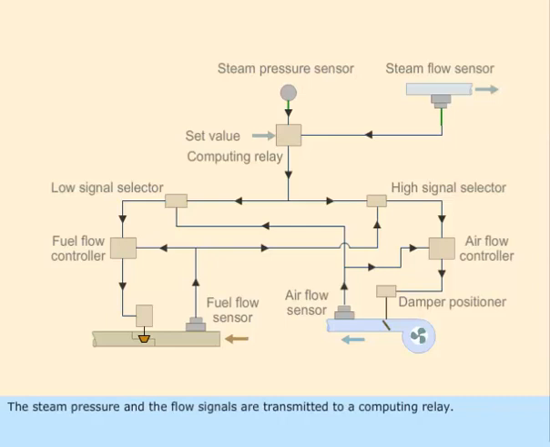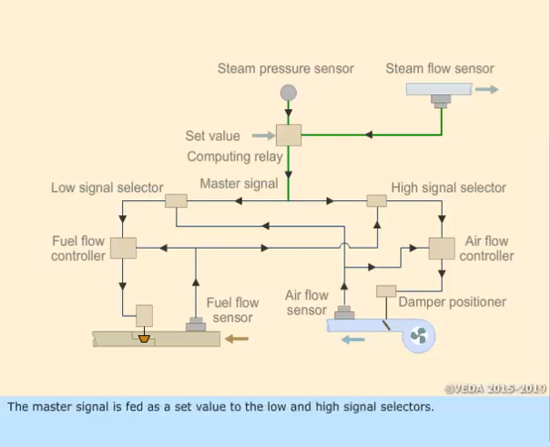The steam pressure and the flow signals are transmitted to a computing relay. The computing relay generates the master signal depending on the load of the boiler. This master signal represents the fuel requirements to the boiler. The master signal is fed at a set value to the low and high signal selectors.